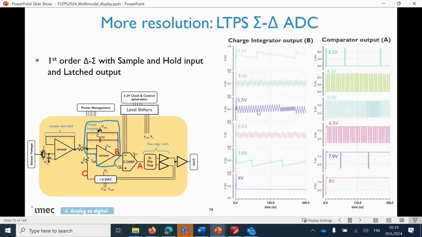And if you want to see a bit how this operates, you have a node B here that is pulling up to the reference. Whenever it reaches the reference, a comparator triggers. The closer to the reference, the more outputs are triggering here. And that's how you get the code at the output. You decimate this code and you get your digital code out.